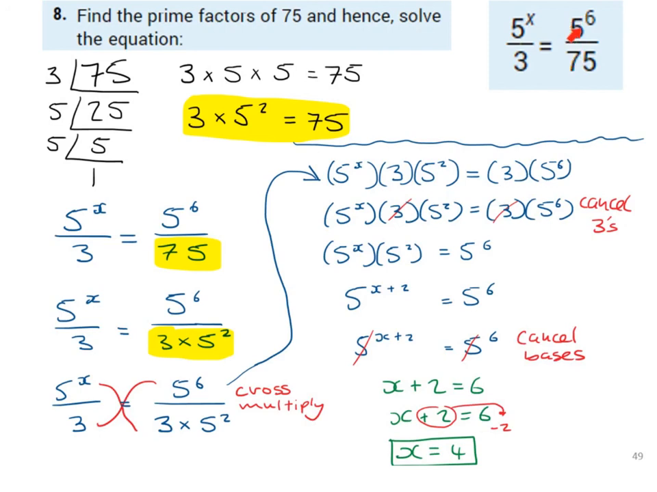And now put this into the calculator, 5 to the power of 6 over 75. And again, you'll get 625 over 3, which means that our answer, x is equal to 4, is correct.